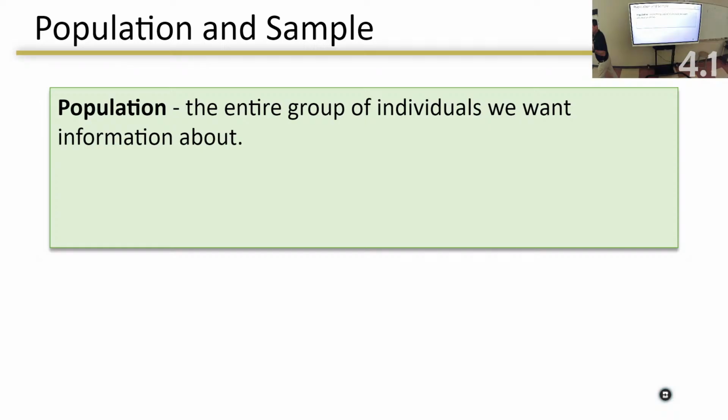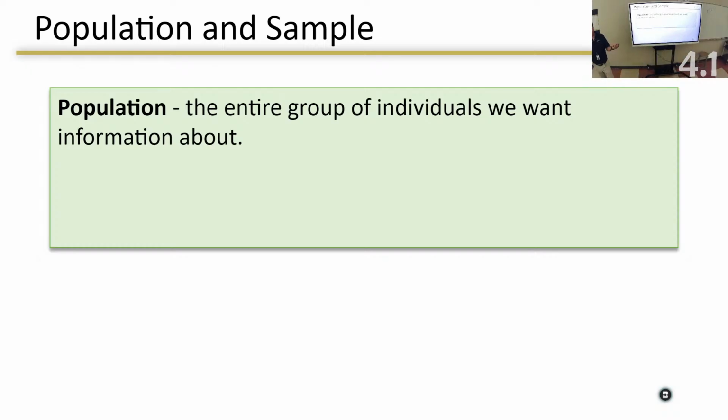But population doesn't have to be people. It could be whatever we're talking about. It is the entire group of individuals. Now, let's also keep this in mind. I don't think you will ever see me ask you for a definition on the test. I don't think you'll see me ask for an actual definition of the entire group of individuals. You just need to understand that's a population.